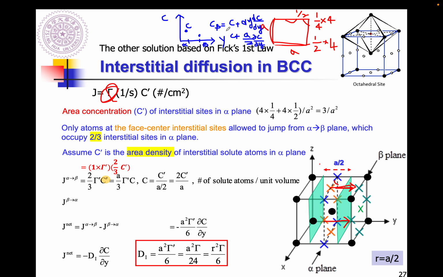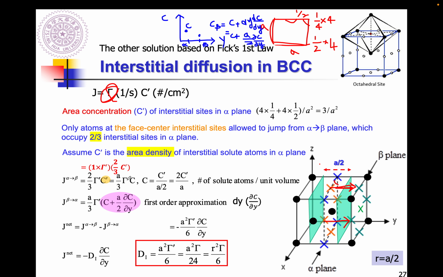So this is also C, right? Based on here, I copy A divided by 3 gamma prime, and C will be expressed as C plus dy partial C partial y. Dy is the distance between alpha and beta, so it will be A divided by 2. So based on here, I successfully create the term which we require in Fick's first law.